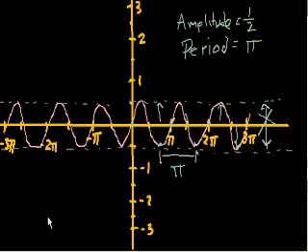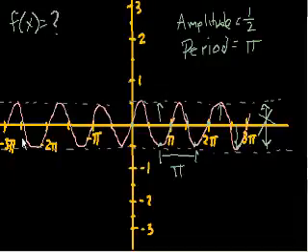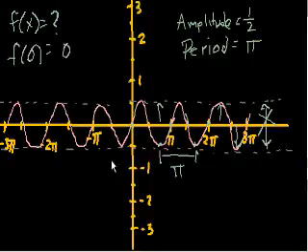Now we have to figure out if this is a sine or a cosine function, and for now we'll not think about shifting. We want to know what f of x is equal to. Well, we see that f of 0 is 0. What does that tell us? Is this a sine or a cosine function? Well, cosine of 0 is 1, and sine of 0 is 0, and this function is 0. So we know that this is a sine function.